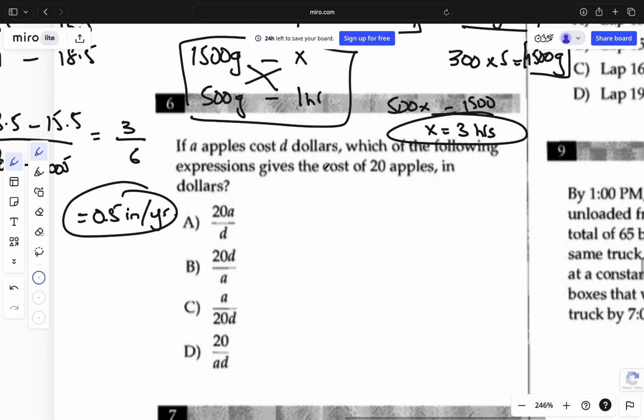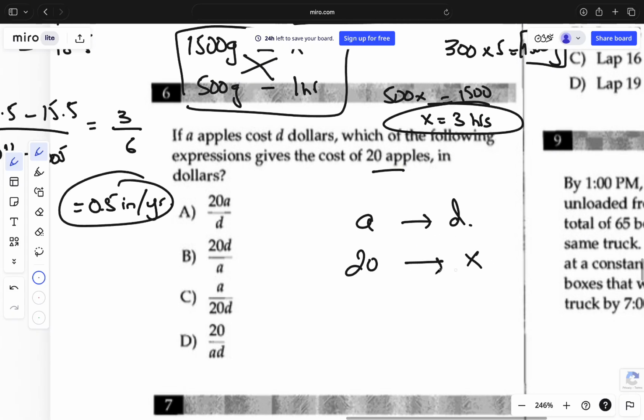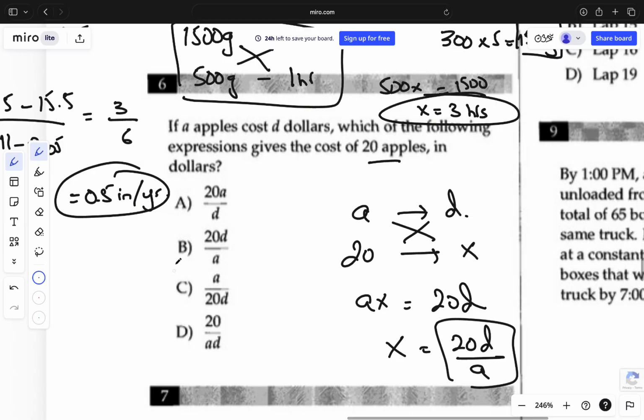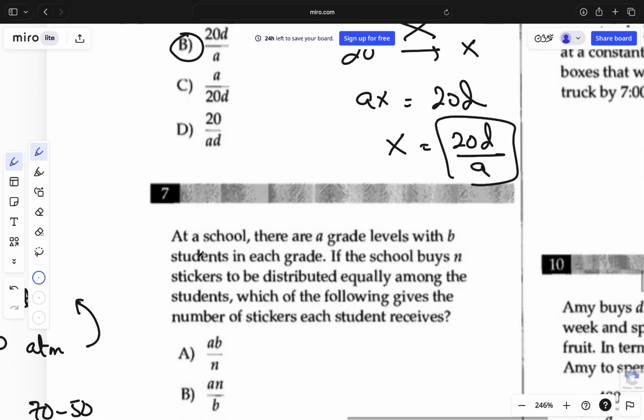Question 6. It says apples cost $D. Which of the following expressions give the cost of 20 apples? So A apples will cost $D, and we have 20 apples will cost an unknown amount. So let's say it's x. So you can cross multiply this. You get Ax is equals to 20D. We're looking for x. How much would it cost for 20 apples? That'll be 20D over A. That'll be your answer.